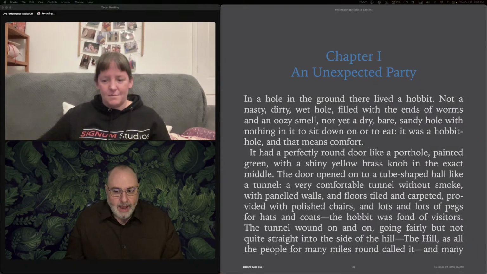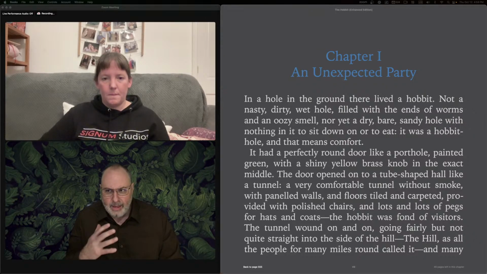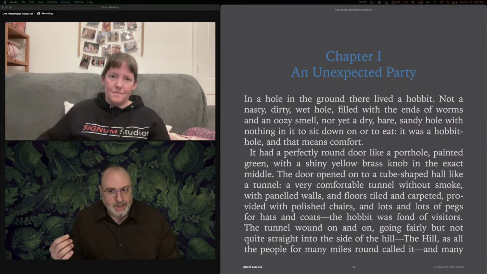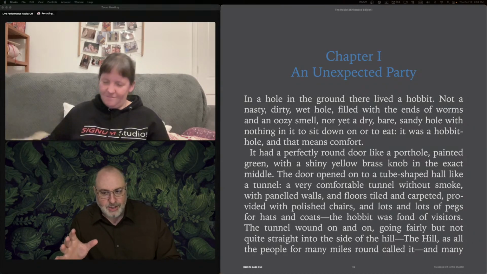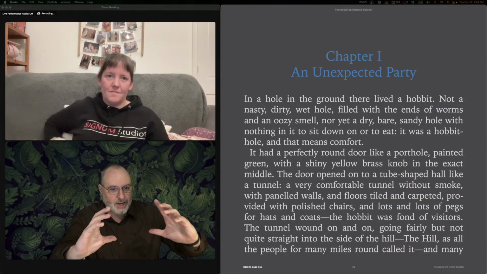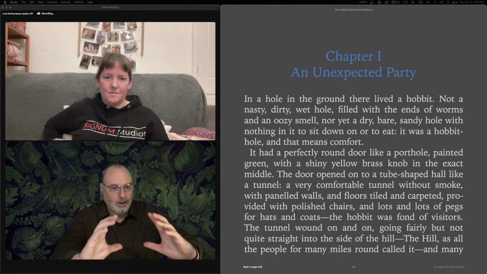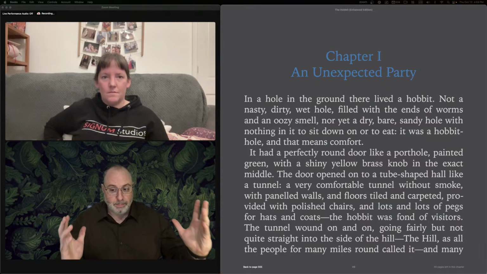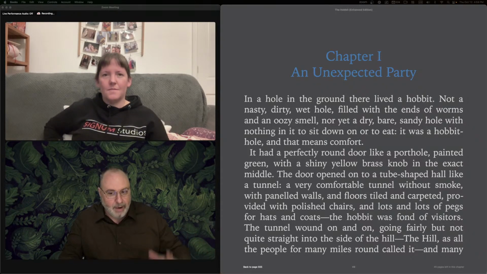Exactly. Now look at how Tolkien builds off of the visual element, still in the second paragraph. All of the asides that he gives here are not just clarifications, like a very comfortable tunnel without smoke. That's where he's prompting your imagination. When you imagine a tube-shaped hall like a tunnel, I think it's a railway tunnel every British kid is going to imagine. And then he's like, no, not like that. Without smoke. Now picture paneled walls, floors tiled and carpeted, polished chairs.